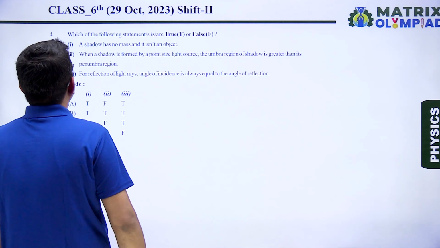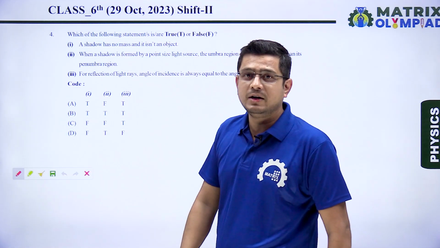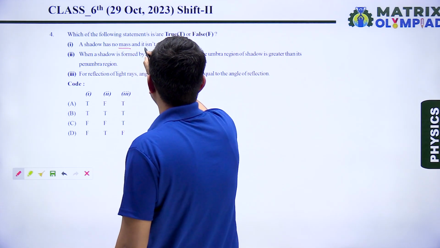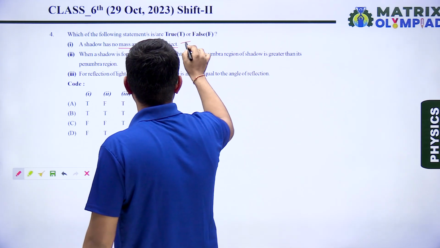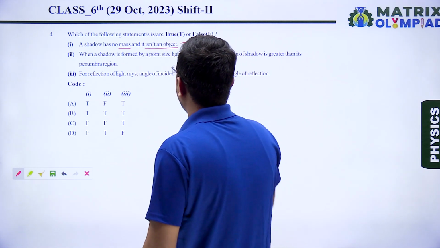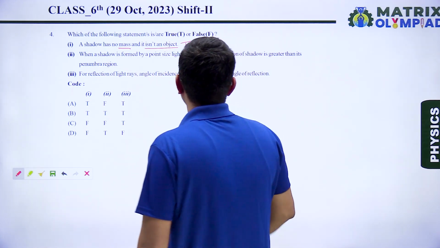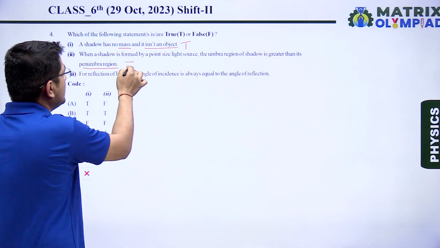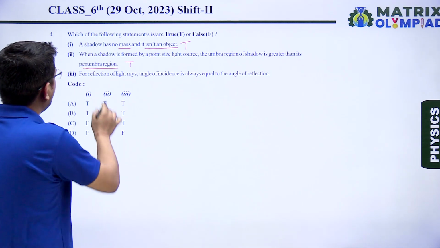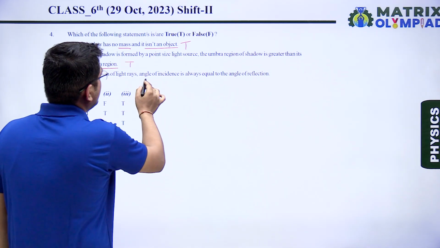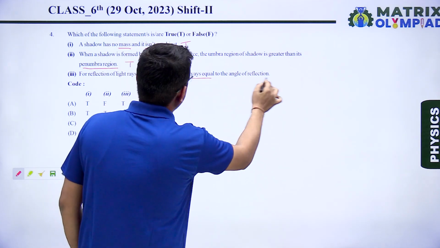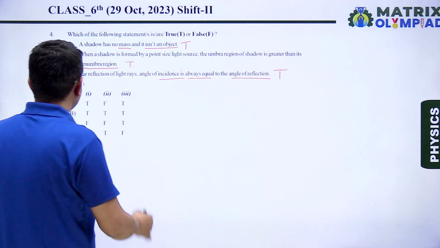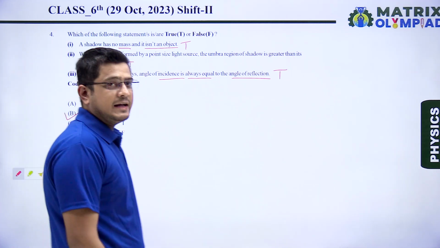Next question, question number 4. We have to check which of the following statements are true and which are false. A shadow has no mass and it is not an object. This is a true statement. When a shadow is formed by a point-size light source, the umbra region of shadow is greater than its penumbra region. This is also a true statement. Next one is for reflection of light rays, angle of incidence is always equal to the angle of reflection. This is also a true statement. So our correct code is true, true and true. So option B is our correct answer.